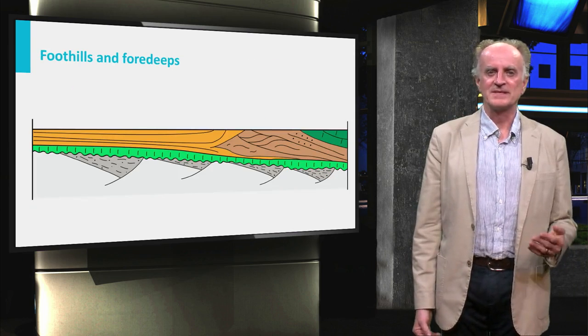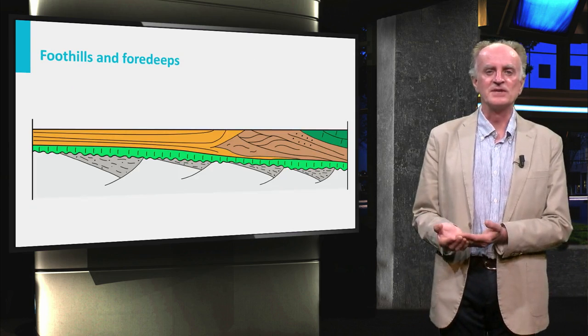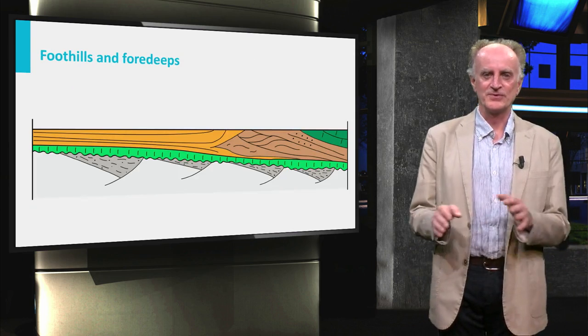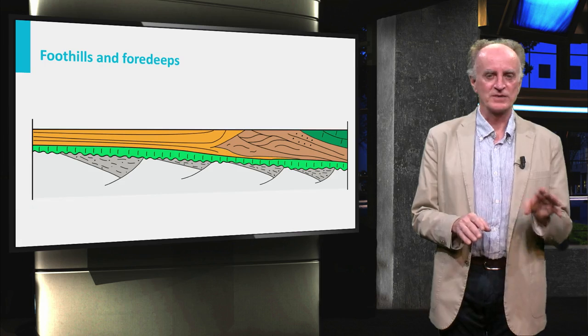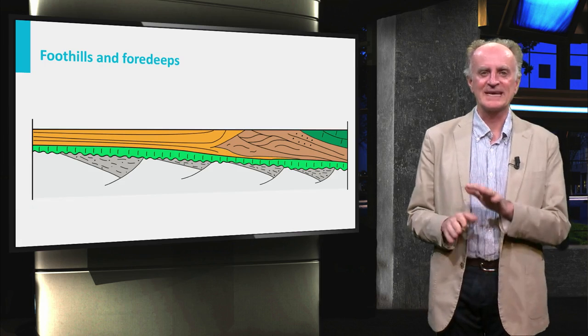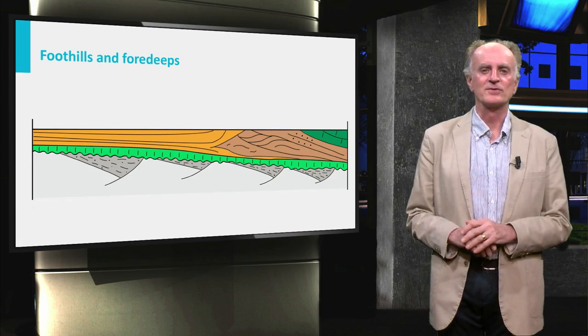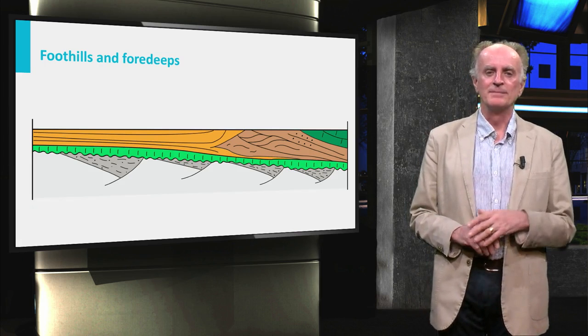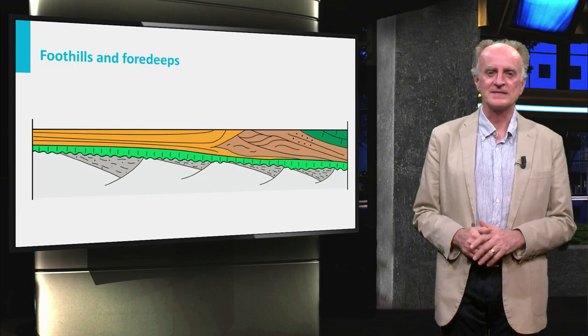Fold and thrust belts develop in the external domains of regional collisions between two continental plates. Shortening causes thrusting and the formation of a pile of thrust sheets stacked upon each other. In the vertical cross-section, you can see the most important components of the system.